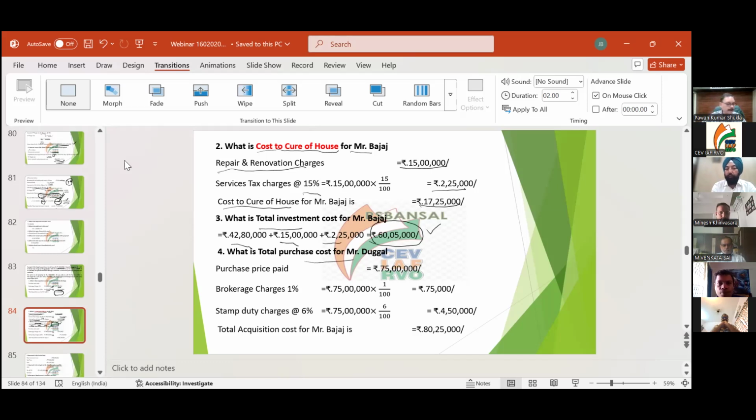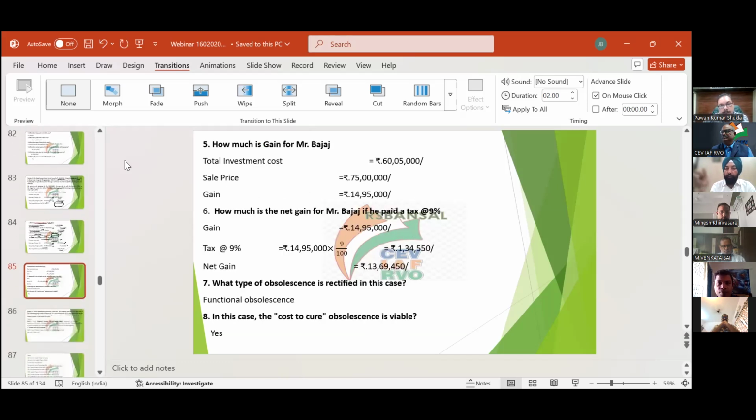So the total purchase for Mr. Dukal: he has paid a price of 75 lakh, 1% brokerage charges, and 6% stamp duty. The total purchase price for him is 80 lakh 25,000.